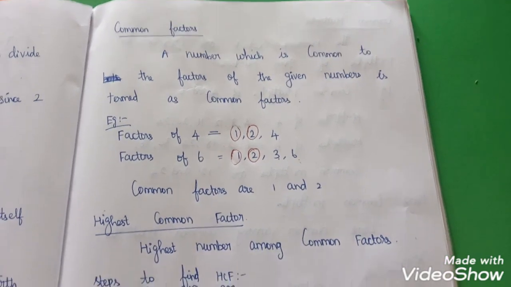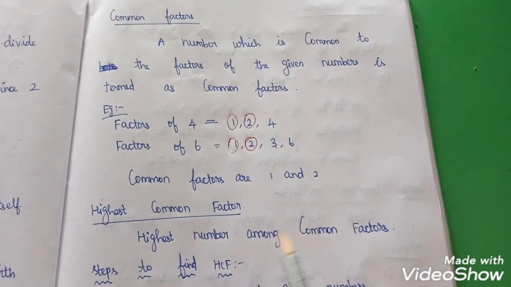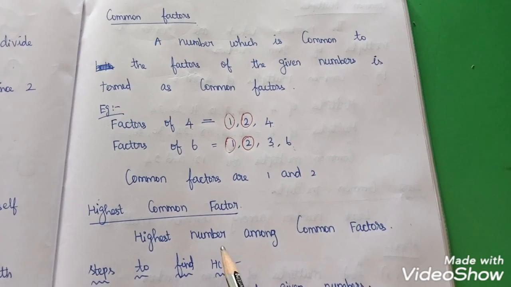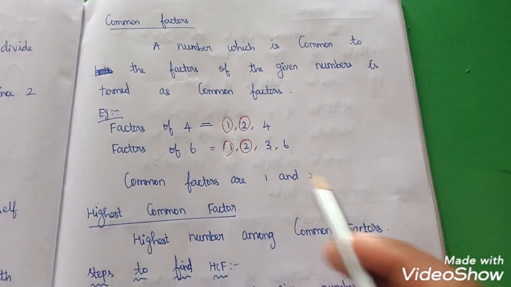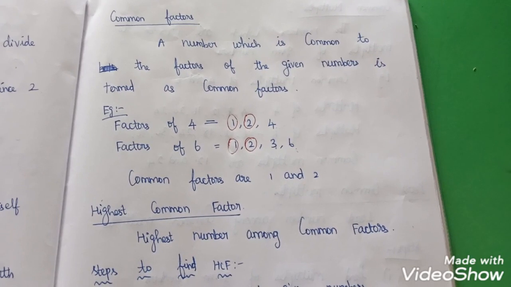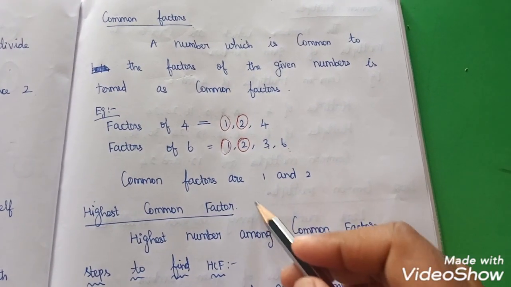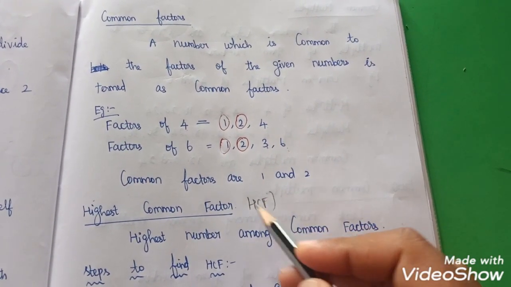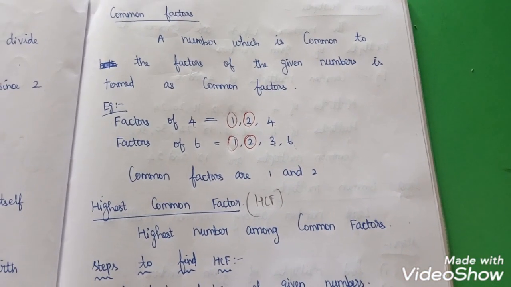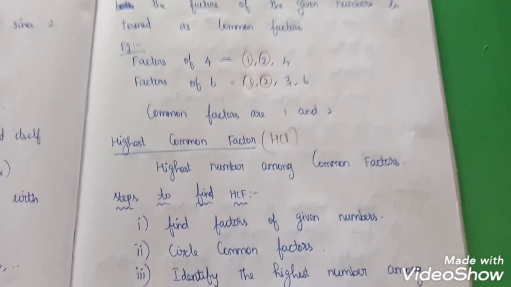Next one. What is meant by highest common factor? Highest common factor means the number which is highest among those common factors. That is known as the highest common factor, often known as HCF. So this is what HCF is. What are the steps to find HCF? That's what we are going to see.